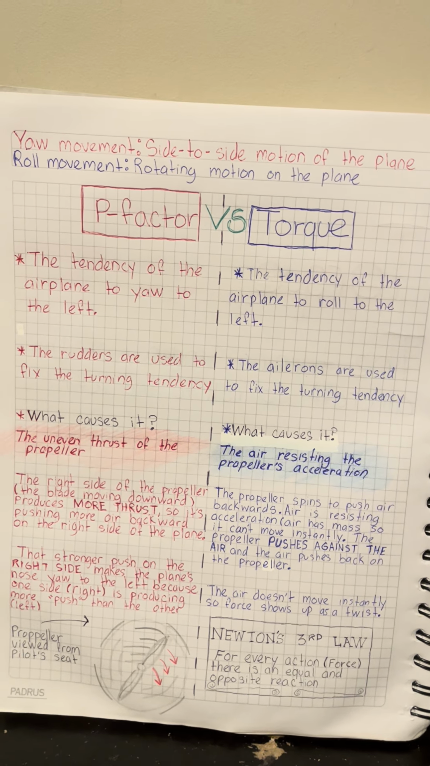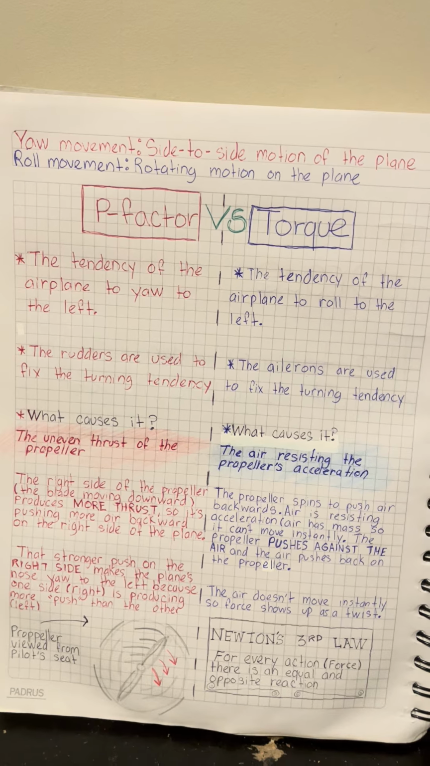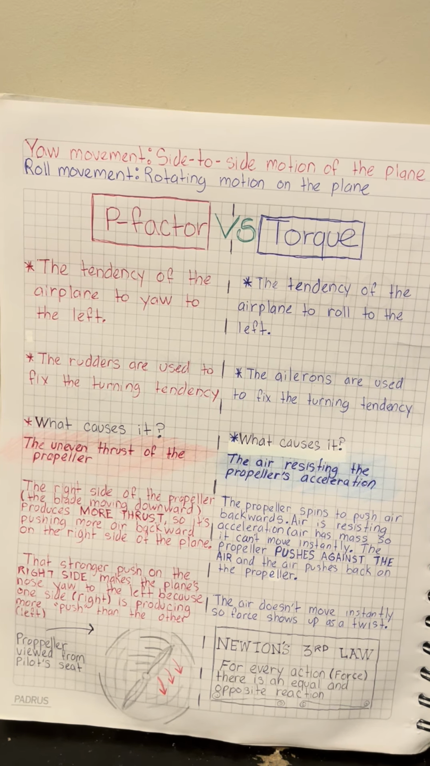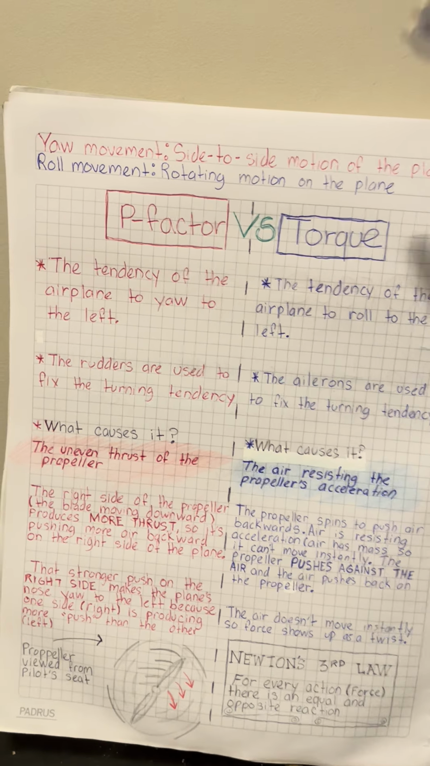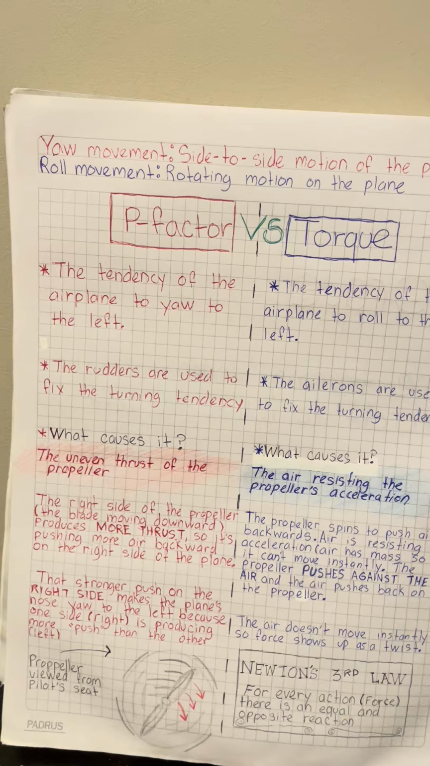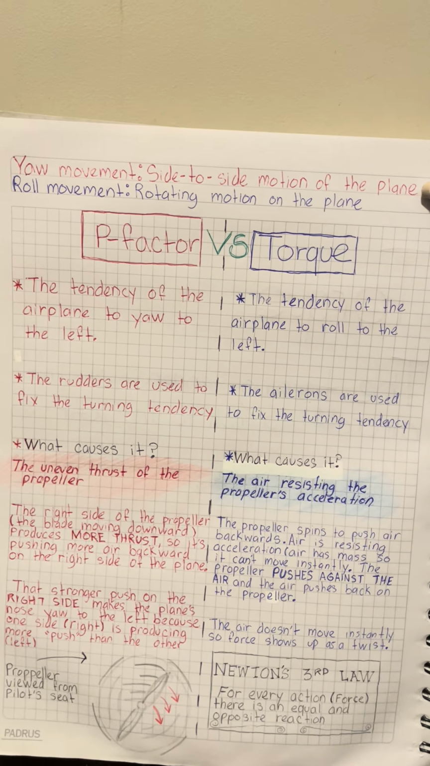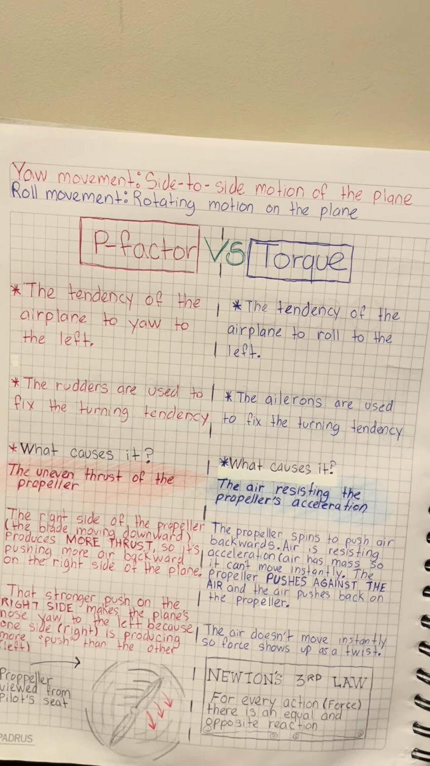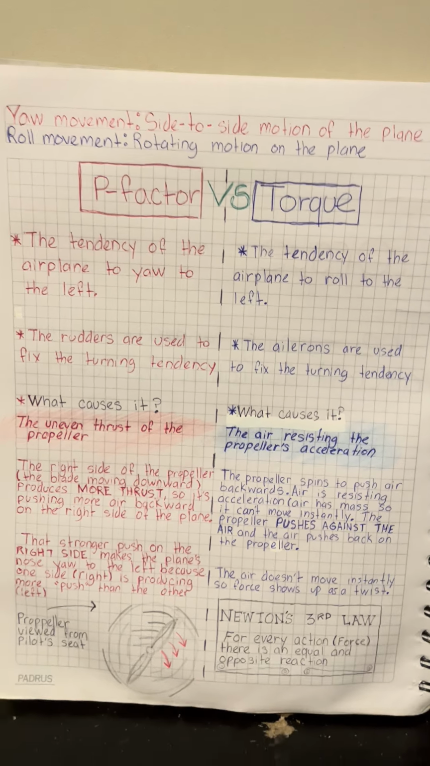P factor, in simple words, is the tendency of the airplane to yaw to the left. And let's take a look at this word right here, yaw. What is the meaning of that word? In simple words again, let's go up here and it says yaw movement: side to side motion of the plane.